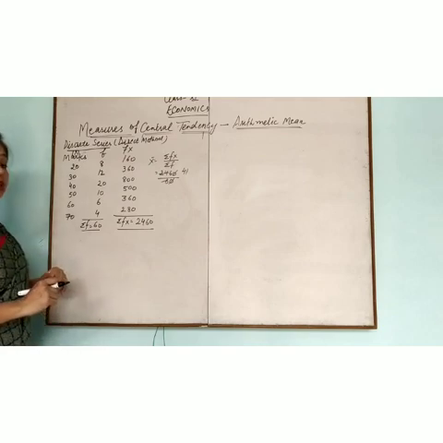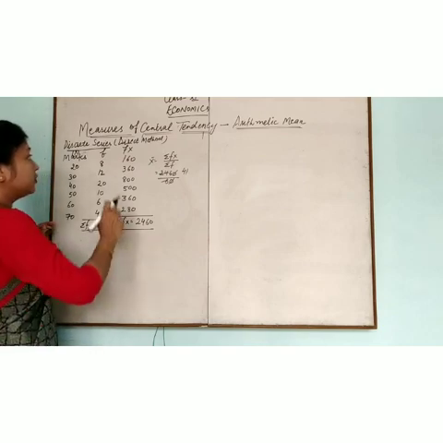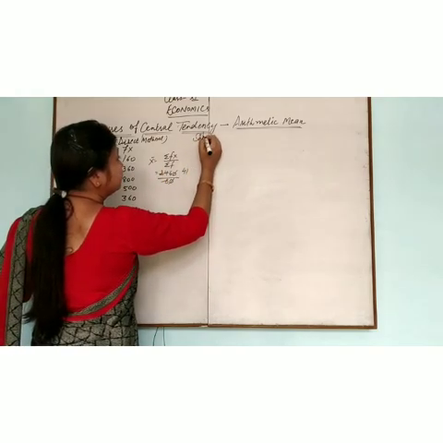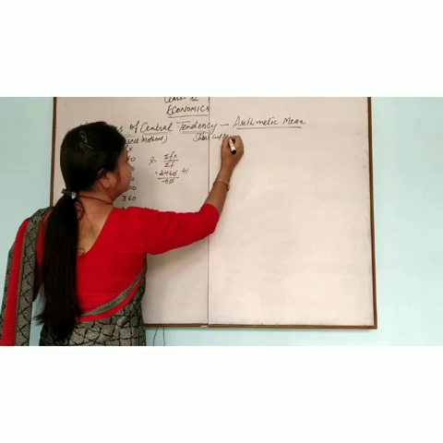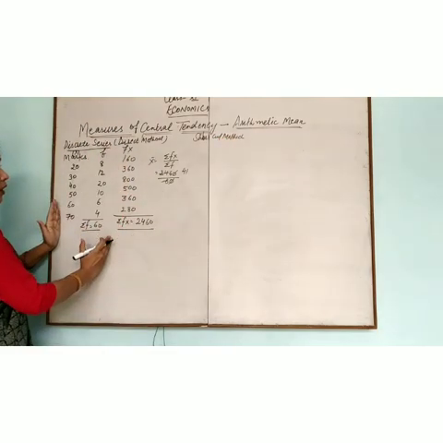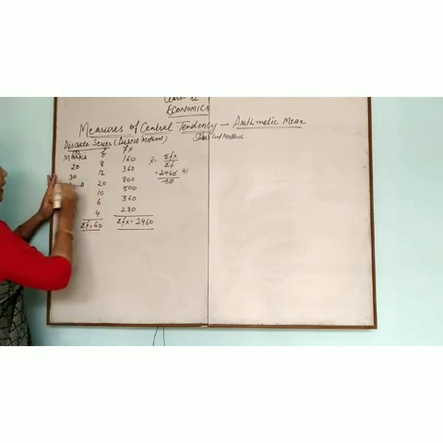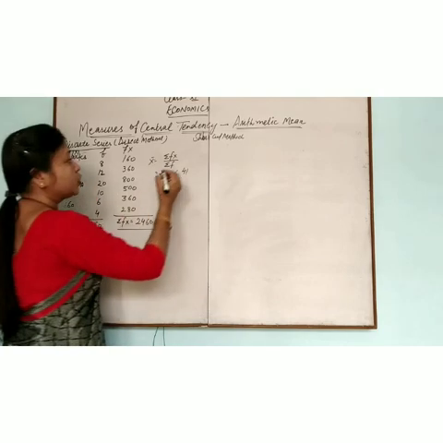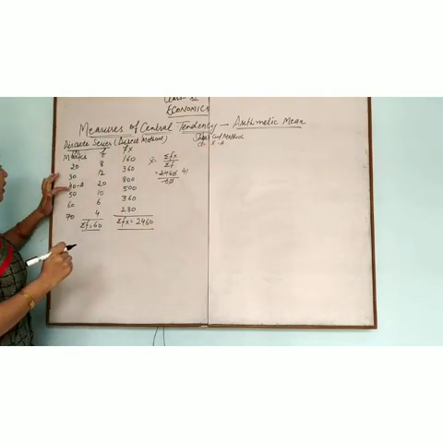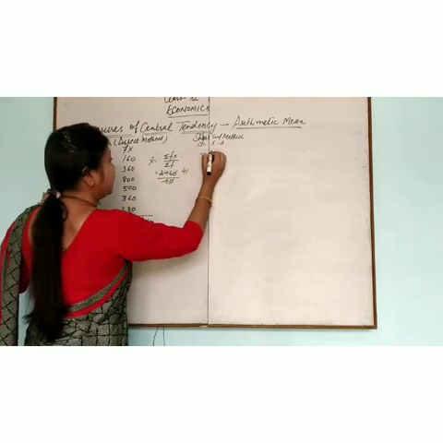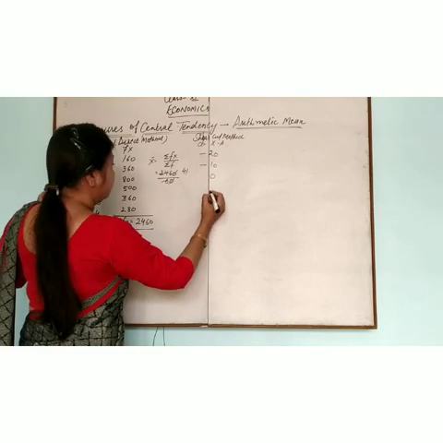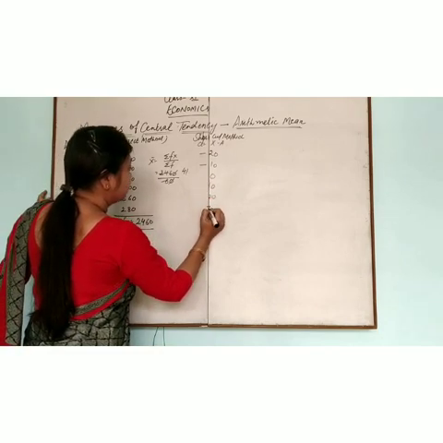Same question we can solve with a shortcut method also. This question is given here. In the shortcut method, we are assuming any value from x. First of all, we will calculate d, that is x minus a. 20 minus 40, that is equal to minus 20, minus 10, 0, 10, 20 and 30.